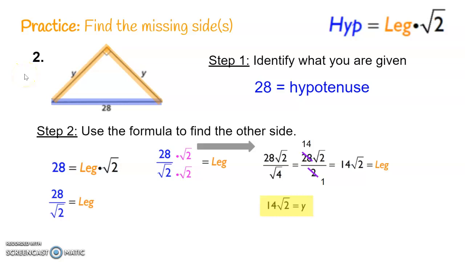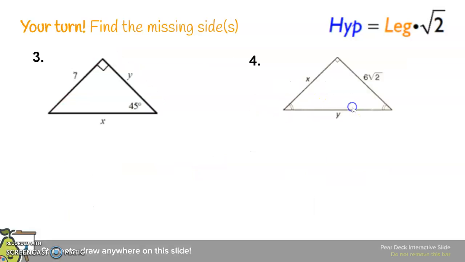Again, this tends to be a lot quicker than doing the Pythagorean theorem of y squared plus y squared equals 28 squared. Using your formula, you guys are going to get very, very quick at these. All right, it is your turn to try these. Make sure you're using the formula at the top. Go ahead and pause me, work through both of these on your piece of paper, and when you're done, you can go ahead and restart the video.